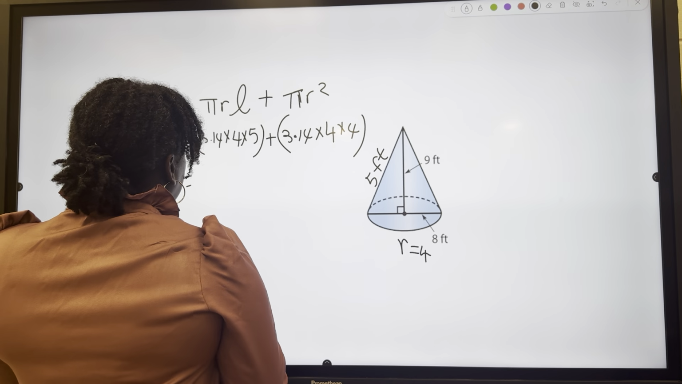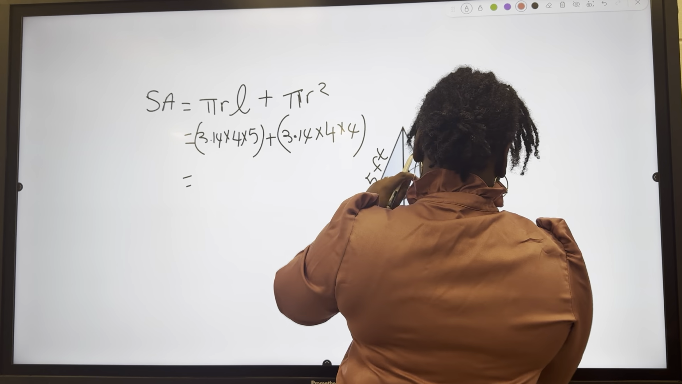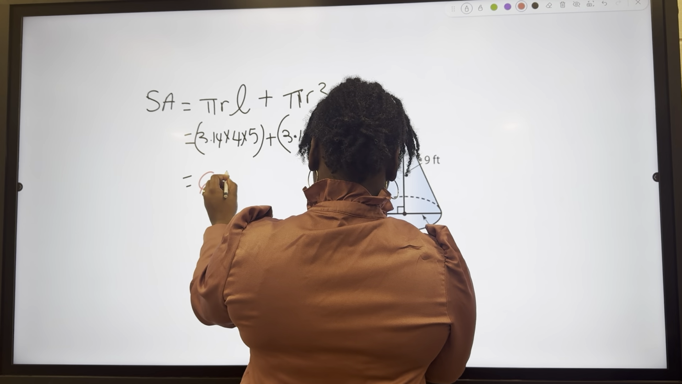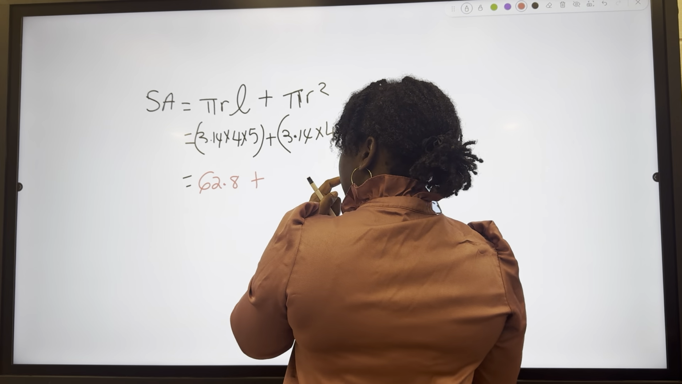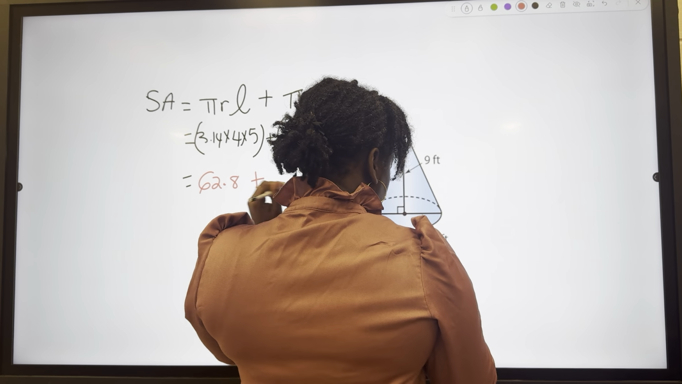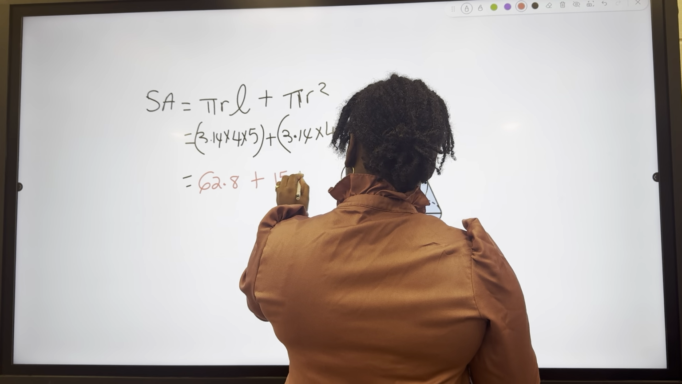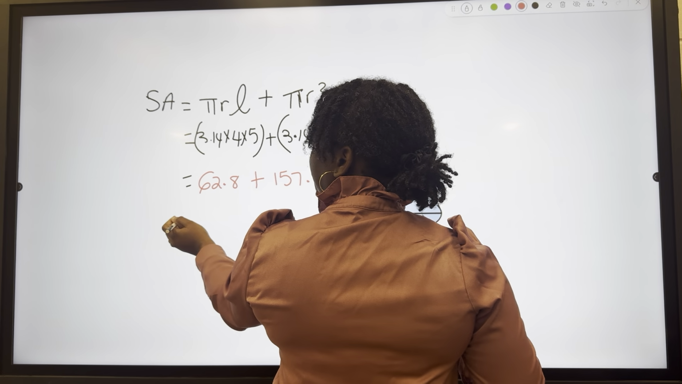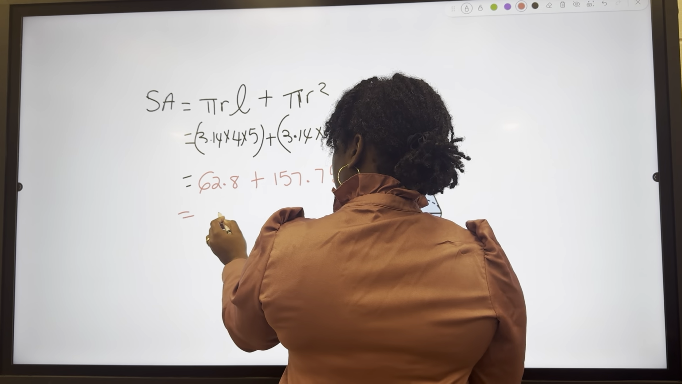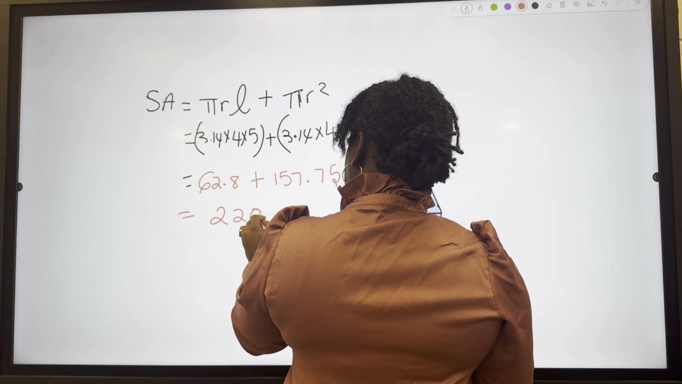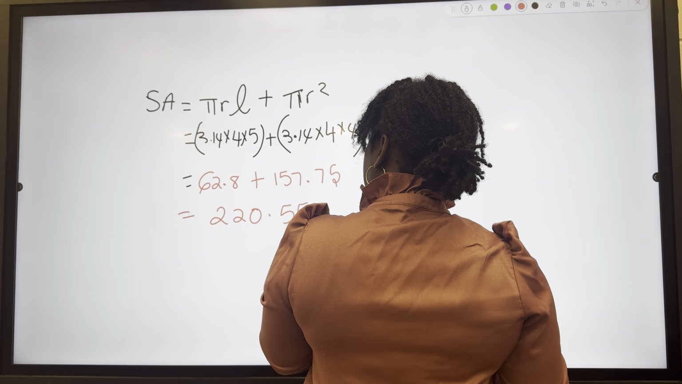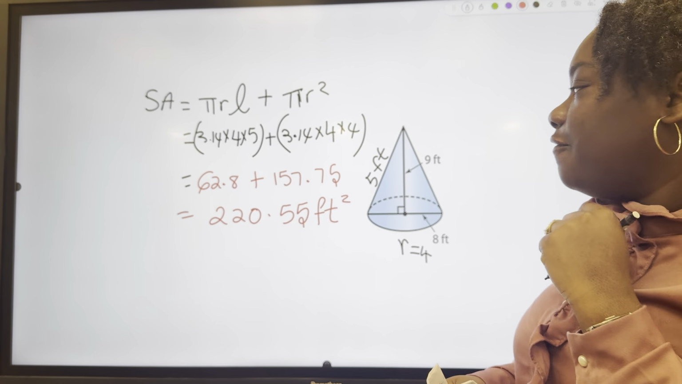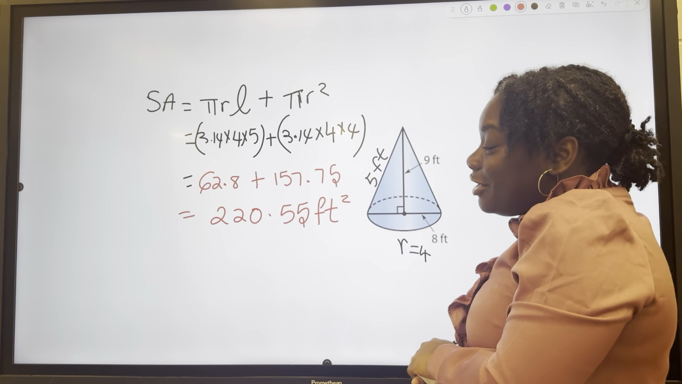Nice. And let's put those numbers in. Let me use another color right here. This piece is 62.8, and I calculated this ahead of time. You can go ahead and do your calculation. That's 157.75, and that's rounded off. So my final answer here is going to be 220.55 square feet.